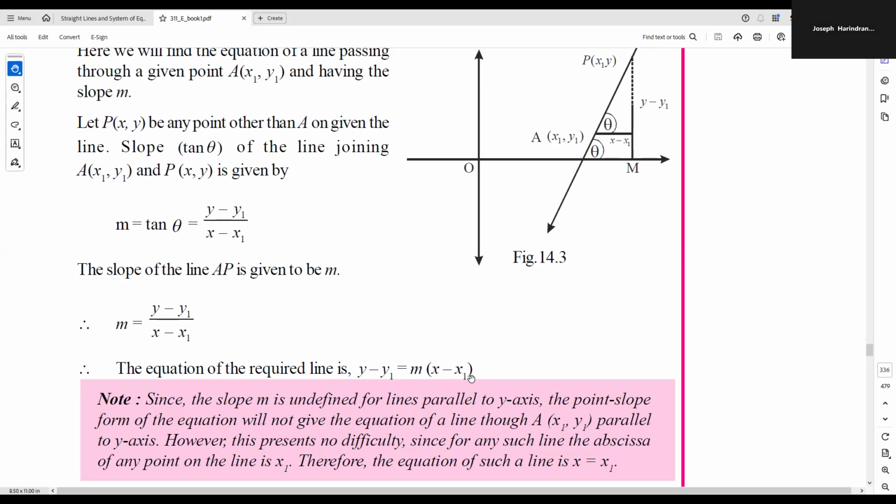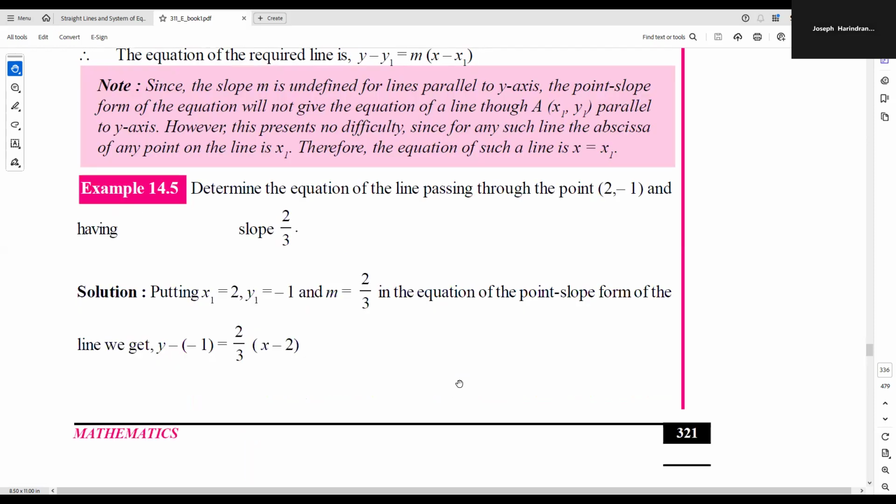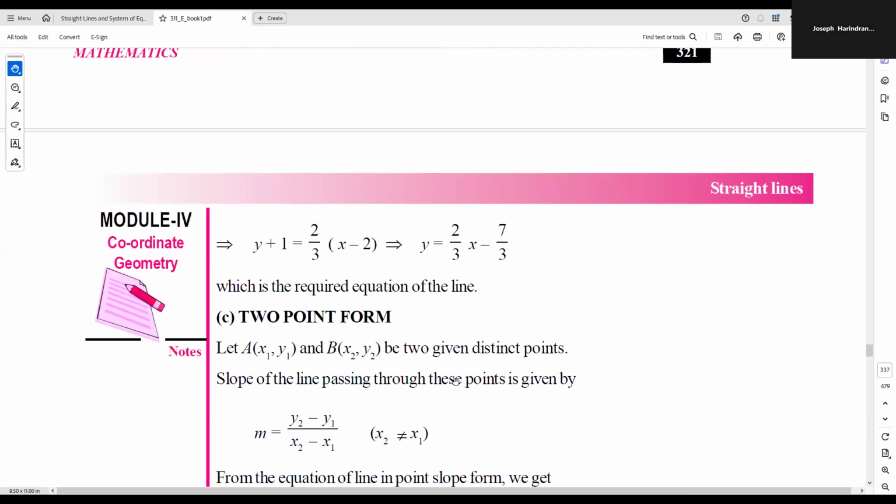The slope m is not defined for lines parallel to the y-axis, that is, vertical lines, because tan 90 is not defined, it is infinity. So that's why the equation is very simple: x is equal to some constant. Any equation of the form x is equal to a constant will definitely be parallel to the y-axis. This you should remember very carefully. The slope of a horizontal line is, of course, 0, because it is parallel to the x-axis.